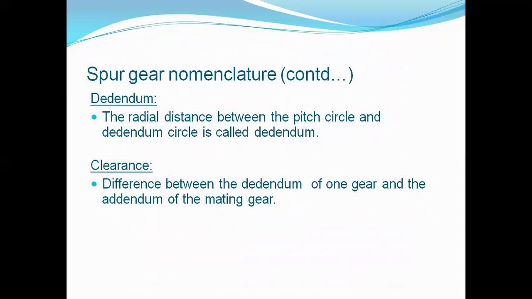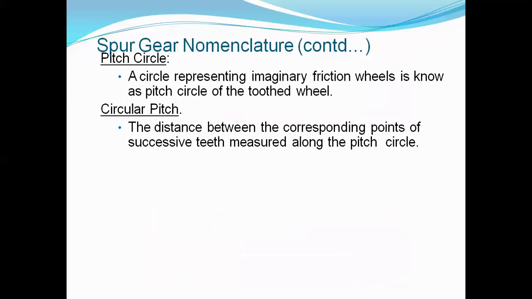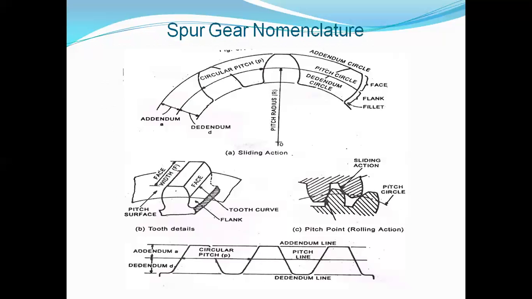Clearance: the difference between the dedendum of one gear and the addendum of the mating gear. Take the addendum of the mating gear and the dedendum of the other gear. The gap between these two is called clearance. Here, this one is the clearance. Understood? Consider this addendum and consider this dedendum. In between these two, we have the clearance.